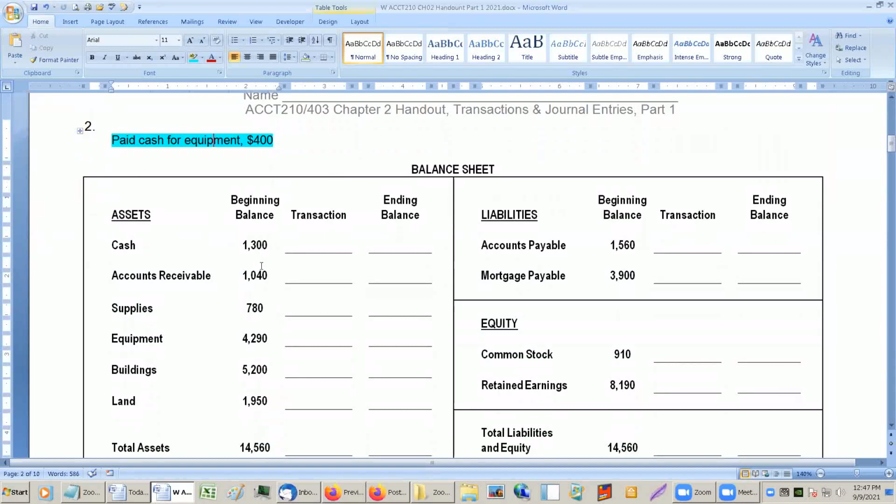So this is very similar to the other one. So what are we going to do with that? I'm going to subtract $400 from that 1,300 in cash. Yep, so this is going to go down. Plus 400, right? Yeah, so minus 400 for cash, and plus 400 for equipment. So our cash is going down, but now we have more equipment.